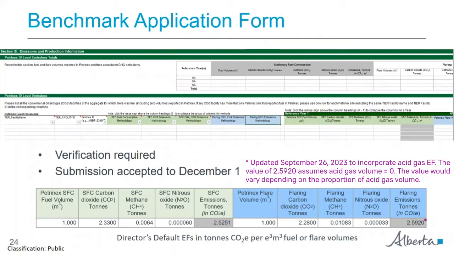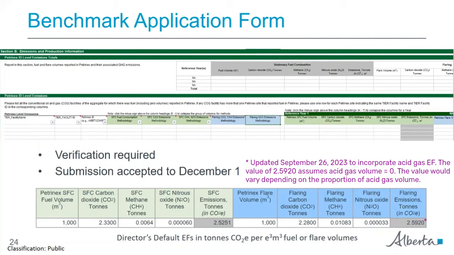Some columns are grouped together so that they can be collapsed by year to save space as you finish a year and move on to another year. Note that verification is required for all data that are new and that had not been previously verified. Data submissions are accepted to December the 1st to inform benchmarking.